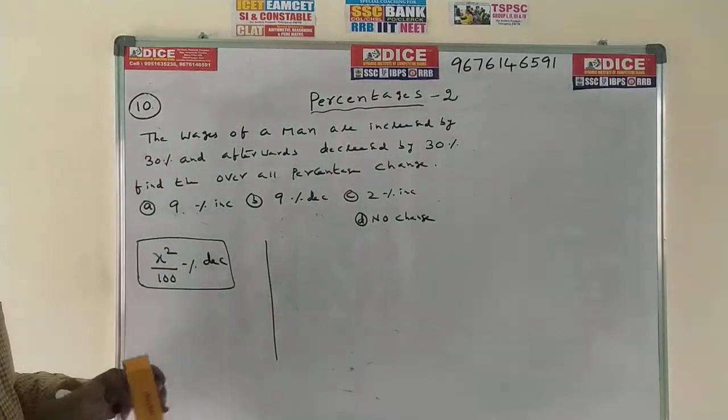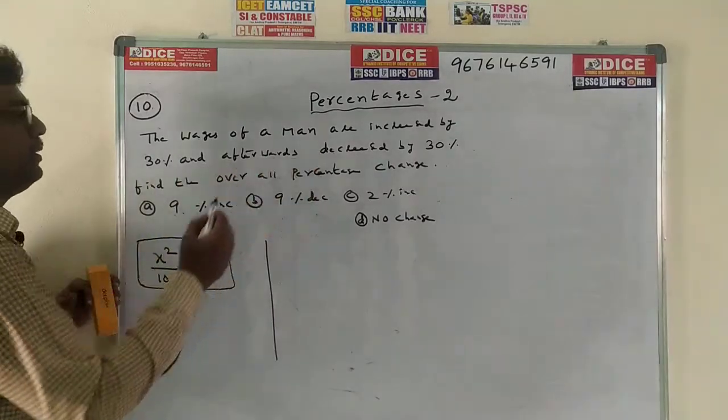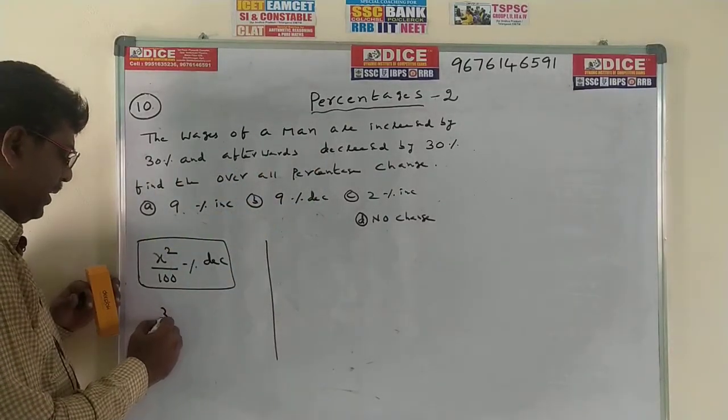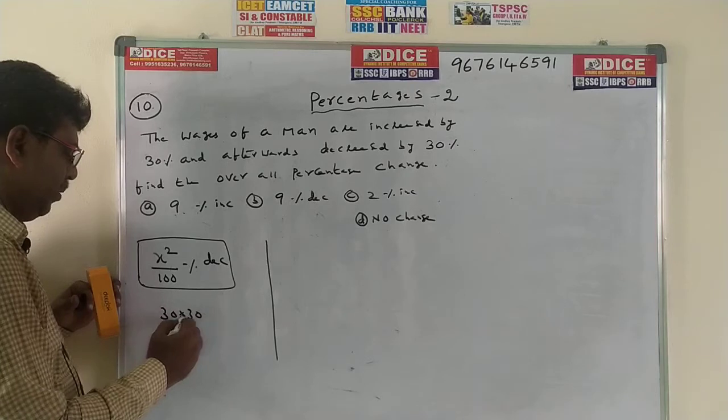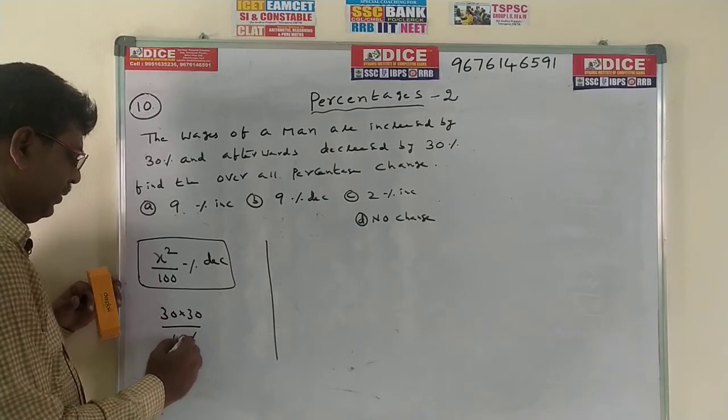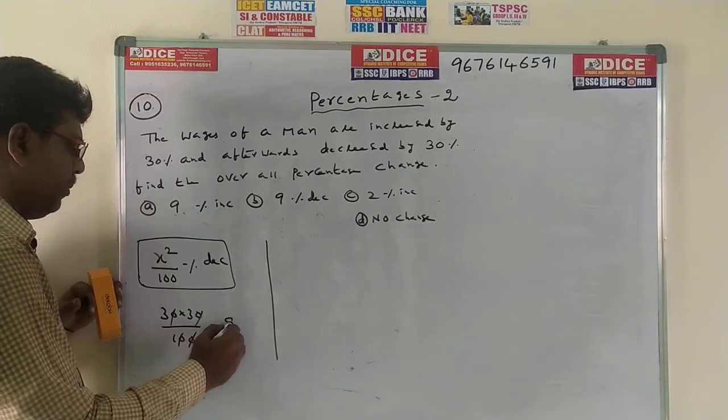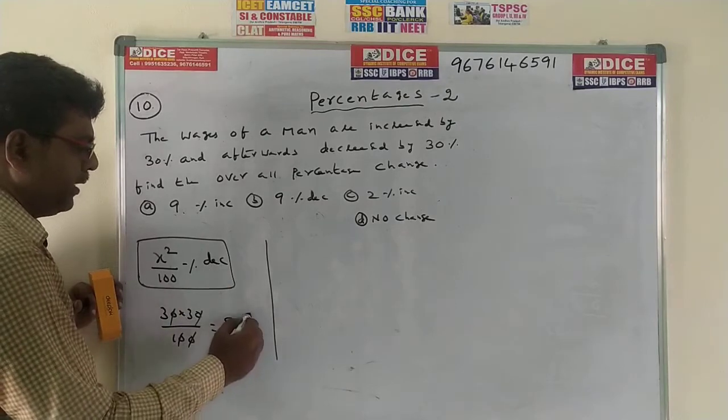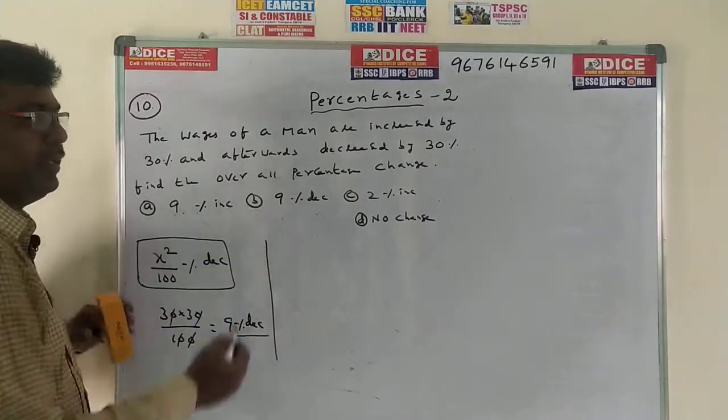See here, once again the numbers are the same, 30%, 30%. So x square means 30 into 30 by 100. The two zeros cancel, 3 into 3 is 9%. The tail is decrease. So the answer is 9% decrease.